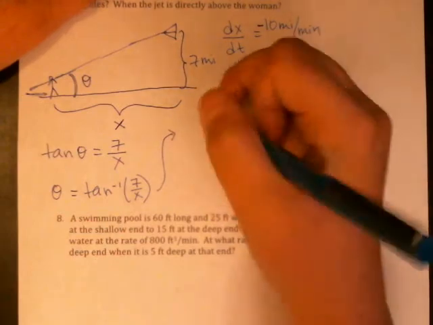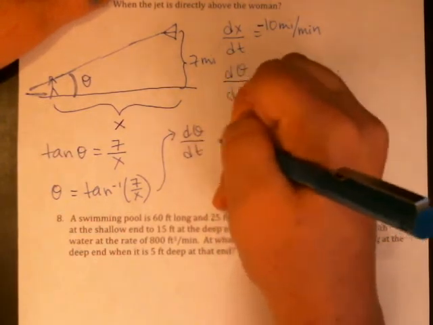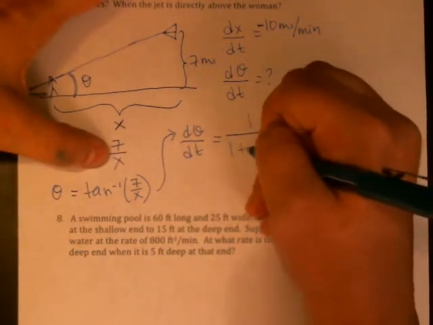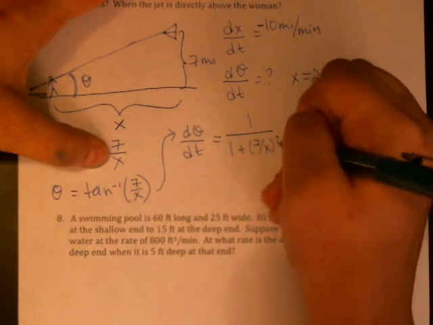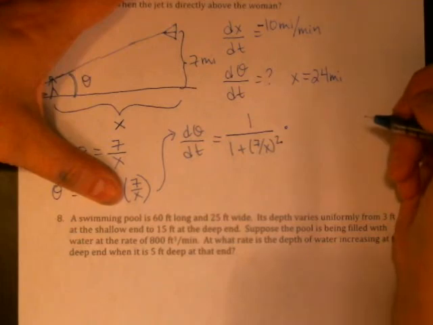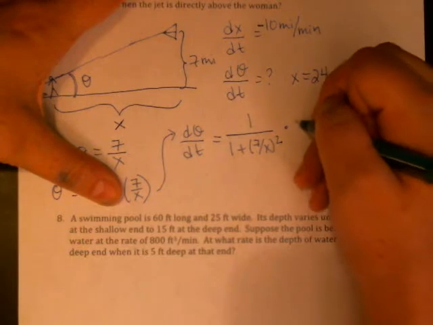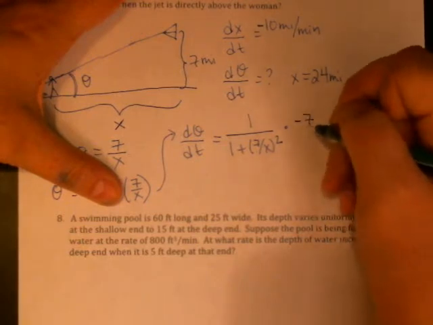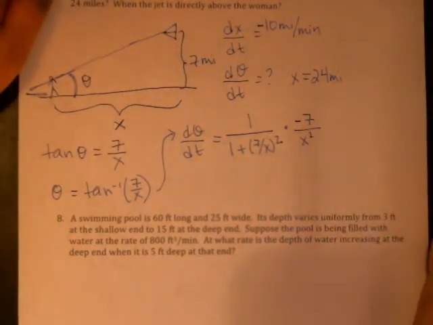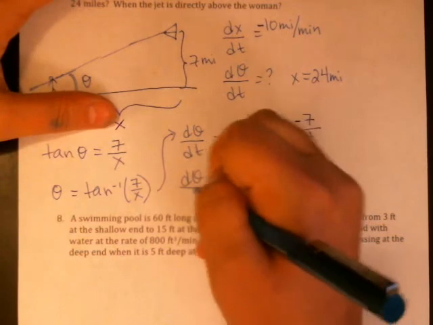Okay, so based on that, d theta dt is equal to the derivative of inverse tangent, which is 1 over 1 plus (7 over x) squared. And then chain rule says I need to multiply by the derivative of 7 over x. Remember that 7 over x is the same as 7x to the negative 1. So the derivative is going to be negative 7x to the negative 2. Do I like this? I actually do like this. This worked out really well. We were looking for d theta dt.